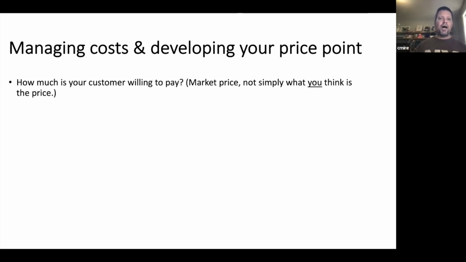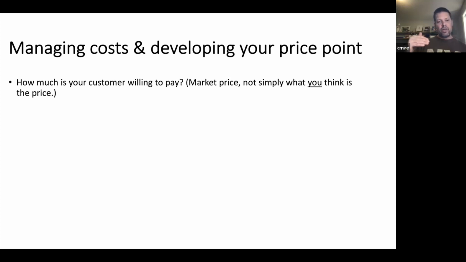So it needs to be the market price, not simply what you think is the price. That's why I pointed out, don't go suggesting anything to potential customers, because then they'll get set into that. You want them to tell you. One customer might say, I'll pay 5,000 for this. The next customer might say, oh, that's great, I'll pay 15. Oh, wow. That's interesting. That's a lot of extra money. So that market price is really what it needs to be.